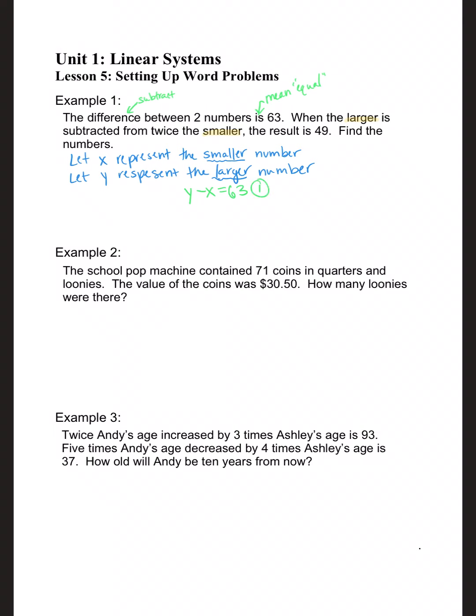So that's half of my linear system. Let's see if we can come up with a second equation for this linear system. It says when the larger number is subtracted from twice the smaller. So twice the smaller would be 2x, and then the larger number is subtracted from that, so minus y. The result is 49. So that's my equation 2. So now we've set up our equations.